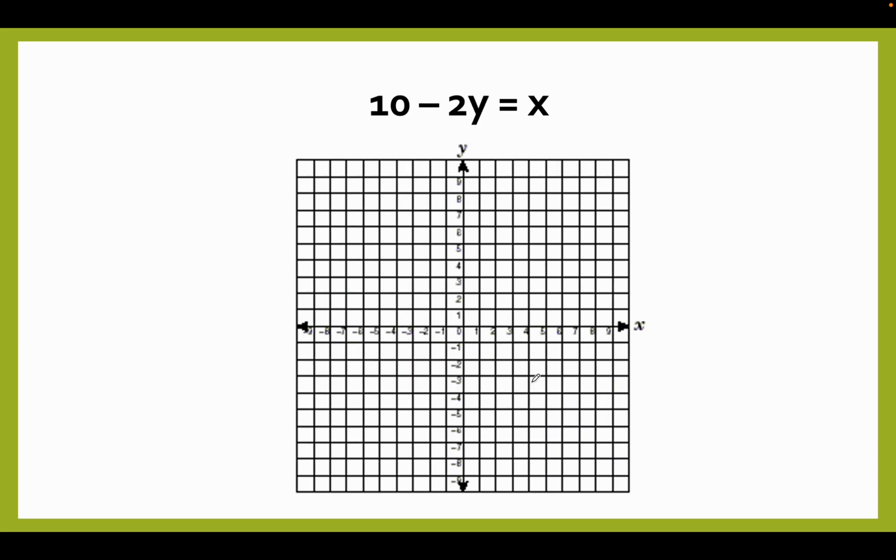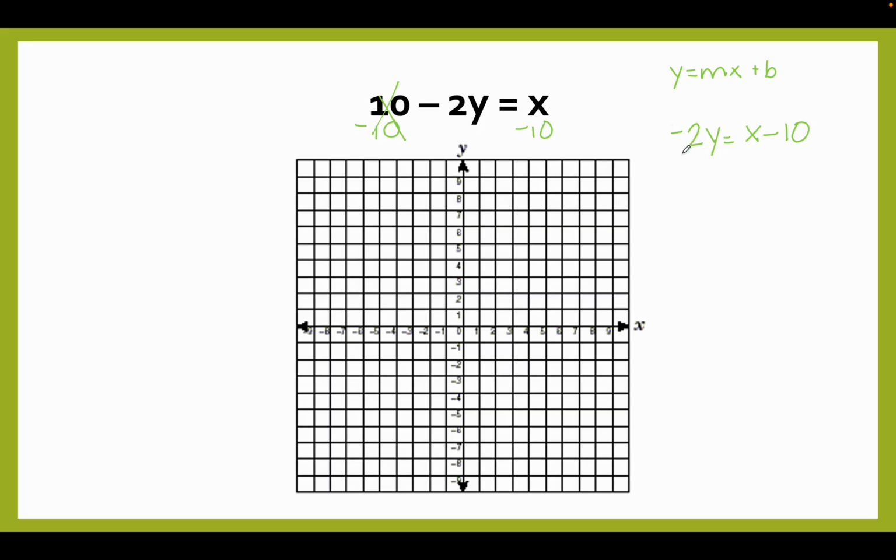This one, if you notice, is not in slope-intercept form. Slope-intercept form has to be written as y equals. So in order to graph this the way we graphed the last two, we are going to need to rewrite it so that it is in slope-intercept form. We'll do that by first subtracting 10 from both sides of the equation. What I get next is -2y equals x minus 10.